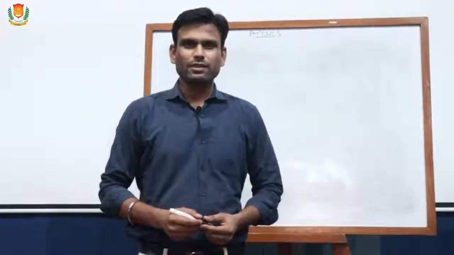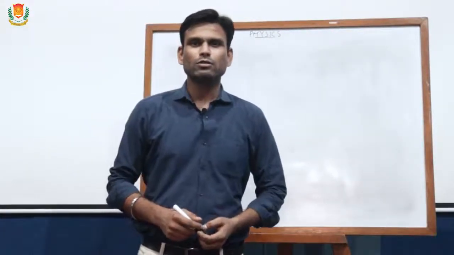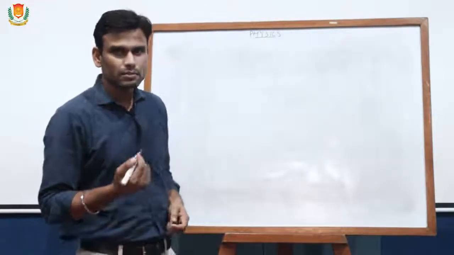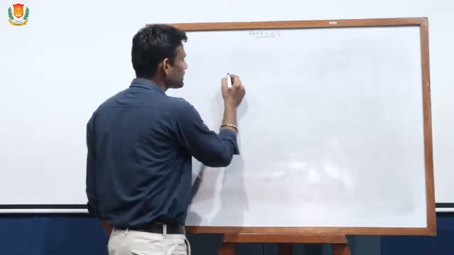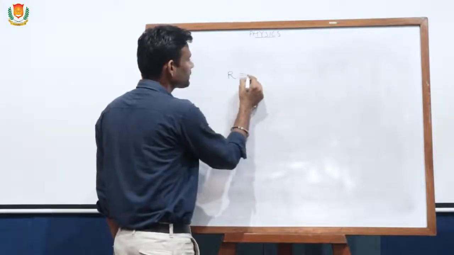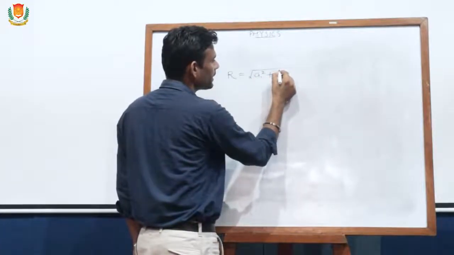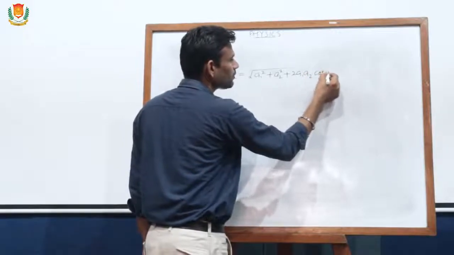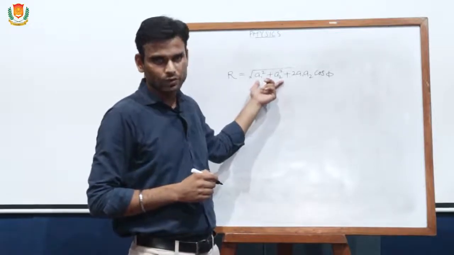In the last lecture, we studied interference, what interference is, and we also saw Young's double slit experiment. Now, I will discuss the outcomes of Young's double slit experiment, what we got there. We calculated the resultant amplitude of two waves, that was A1 square plus A2 square plus 2 A1 A2 cos phi. This phi is the phase difference between the two initial waves, and A1 and A2 are their amplitudes.